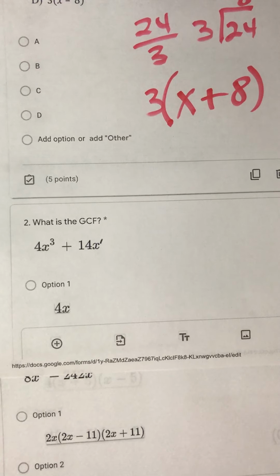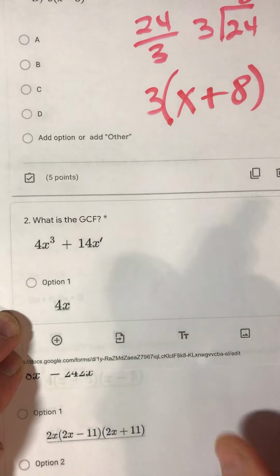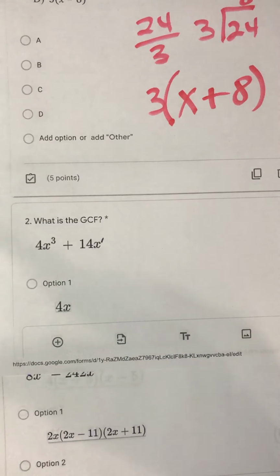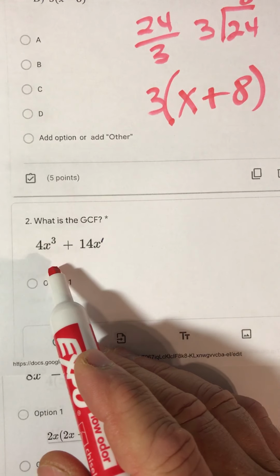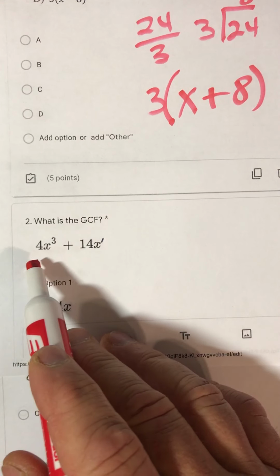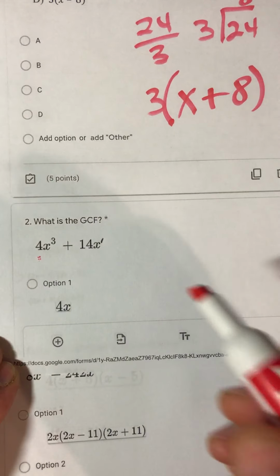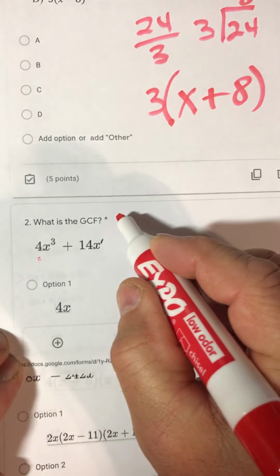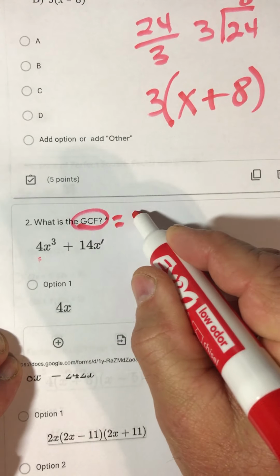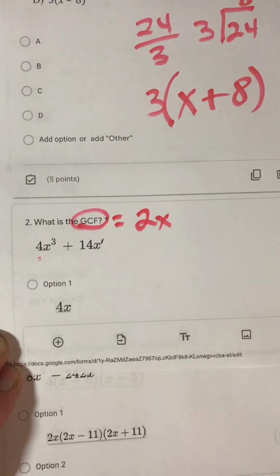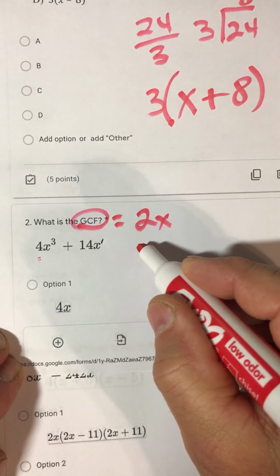And then you ask yourself, will 4 go into 14? No. Since 4 won't go into 14, you start reducing the number, okay? Since 3 won't go into 4, right? You don't use 3, then you go to 2. 2 goes into 4. Then you ask yourself, does 2 go into 14? And yes. So the GCF here is 2x.